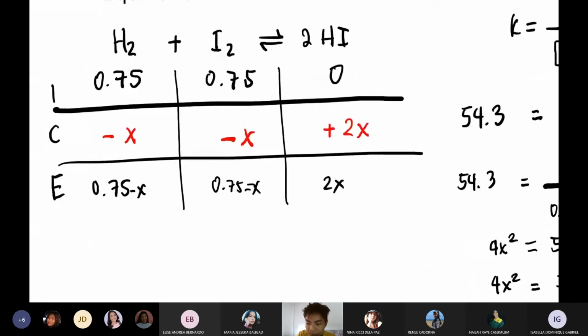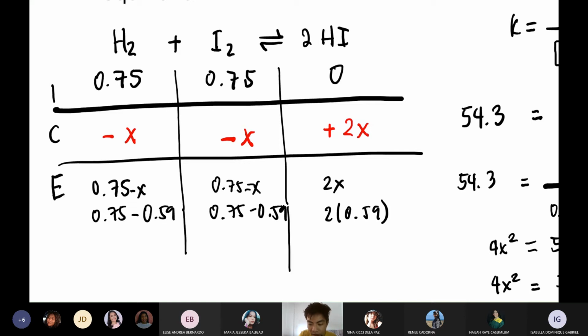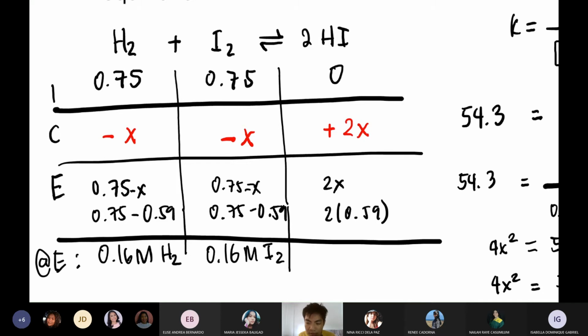So, let me plug it here. So, 0.59, 0.75 minus 0.59, and 2x, that will be 2 times 0.59. Okay, so I will get my equilibrium concentrations for each chemical species. For hydrogen gas, that will be 0.75 minus 0.59, okay, 0.16. So the hydrogen gas is 0.16 molar at equilibrium. How about iodine? That will be the same. And then lastly, yung hydroiodic acid natin, HI, 0.59 times 2. That will be 1.18 molar.